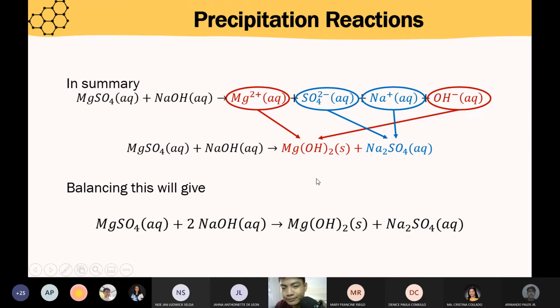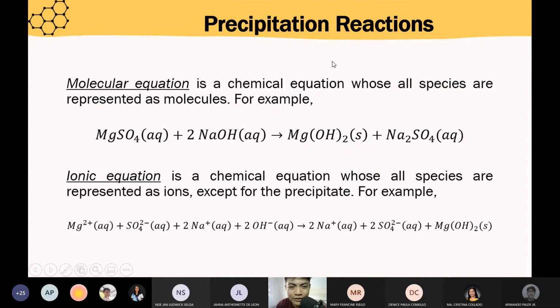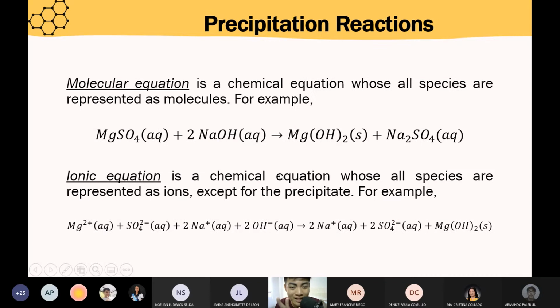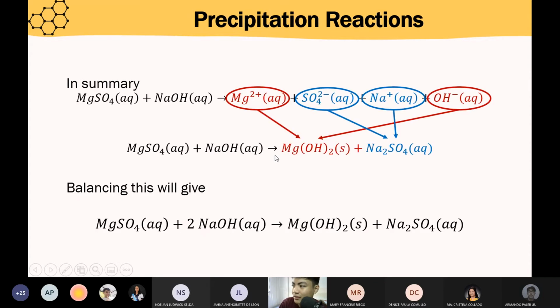So, precipitation reactions are usually represented in 3 types of equation. You have the molecular, ionic, and the net ionic equation. Tatlong uri ng equation yung ginagawa natin dito. By the way, all of them are derived from the molecular equation. So, what is the molecular equation? Ito yon. Ito yung pinakita natin.